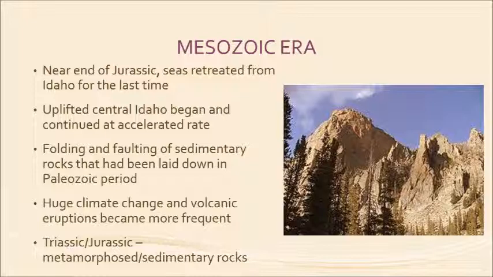At this point, the already uplifted central Idaho continued to rise at an alarmingly fast pace. During this time, there was a lot of folding and faulting of the sedimentary rocks that had been laid down in the Paleozoic era. Triassic and Jurassic outcrops consist of metamorphosed and sedimentary rocks.